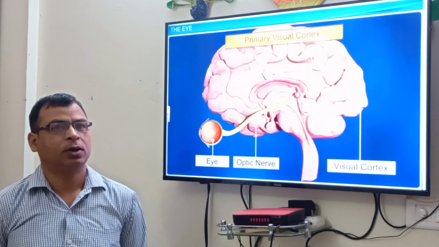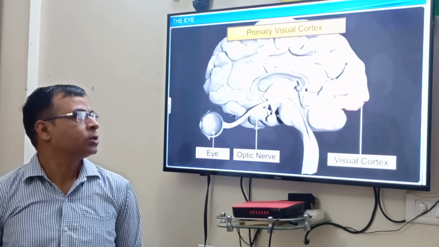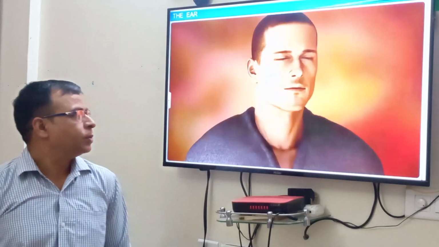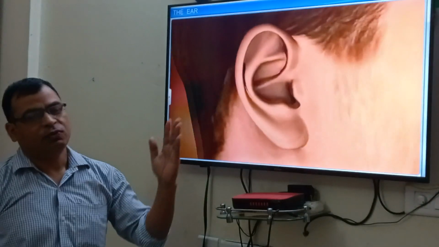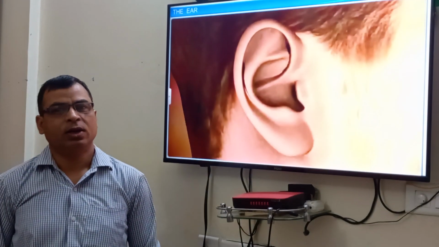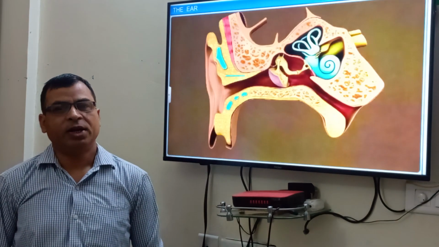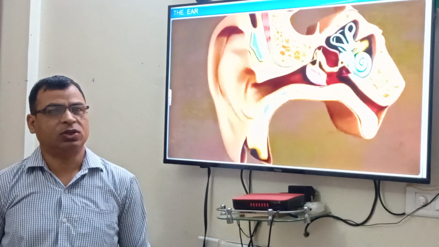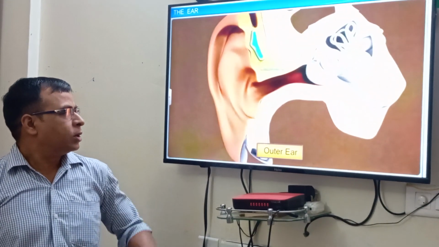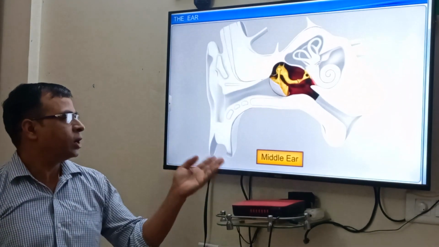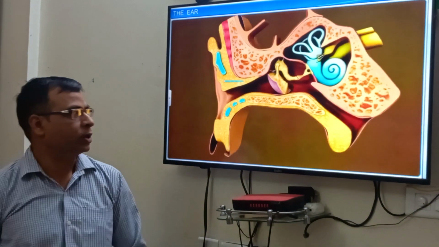The human ears perform two sensory functions. One is hearing, and the second one is maintenance of posture and balance. So anatomically, the ear can be divided into three parts: outer ear, middle ear, and inner ear.